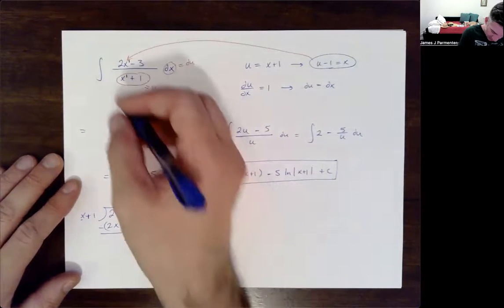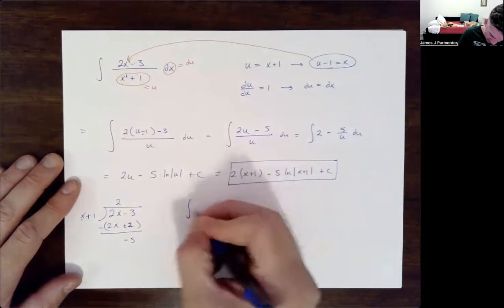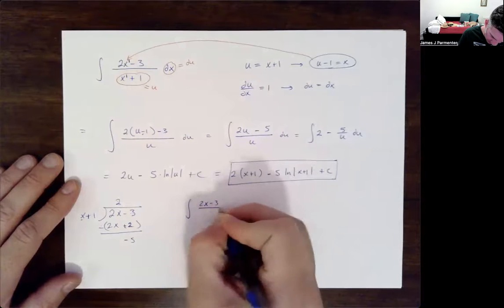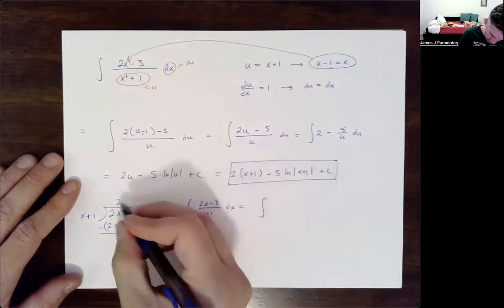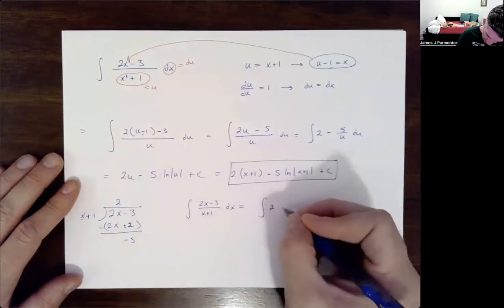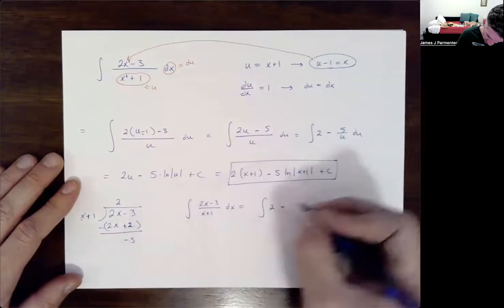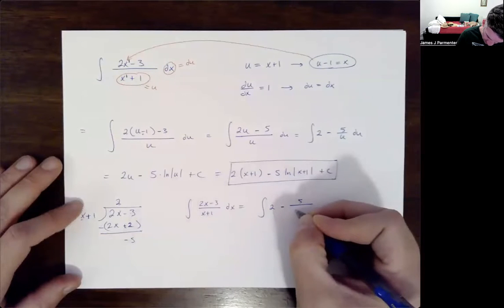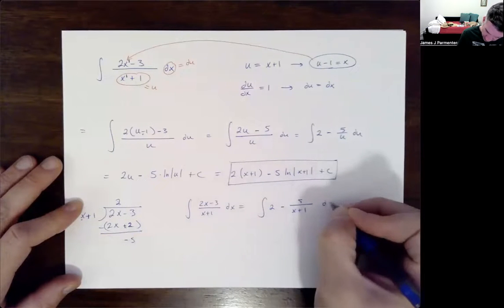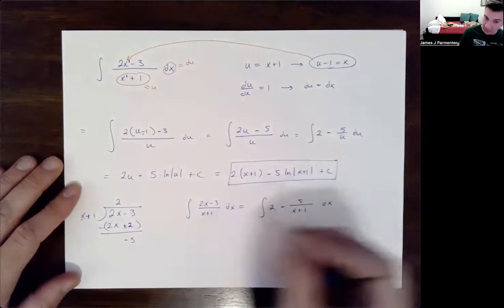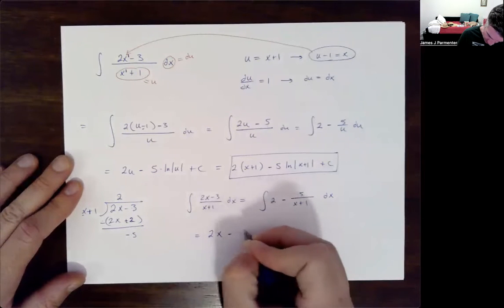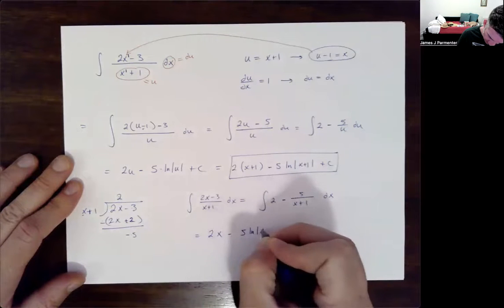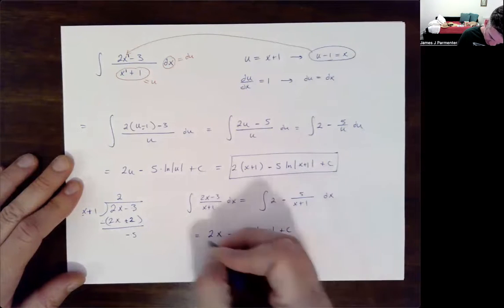So we end up getting, if we rewrite our integral, the integral of 2x minus 3 over x plus 1 is equal to the integral of 2 minus 5 divided by x plus 1. And if we integrate this, we end up getting 2x minus 5 times the natural log of the absolute value of x plus 1, plus c.